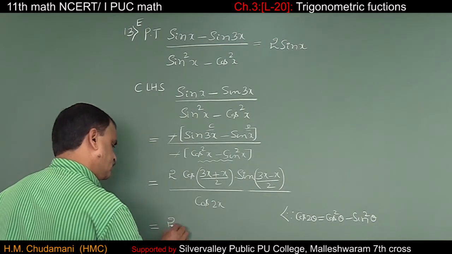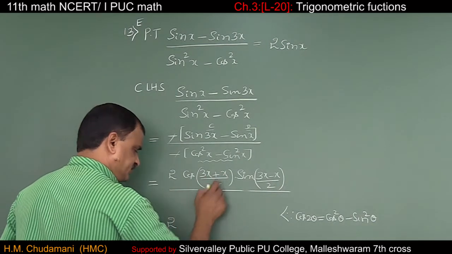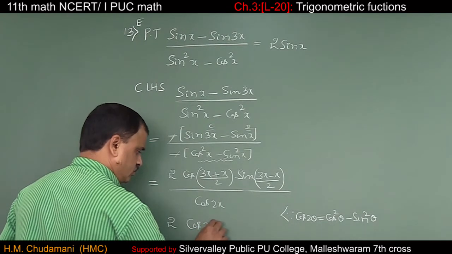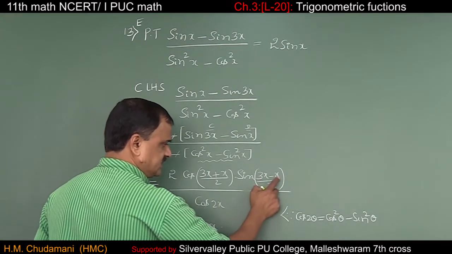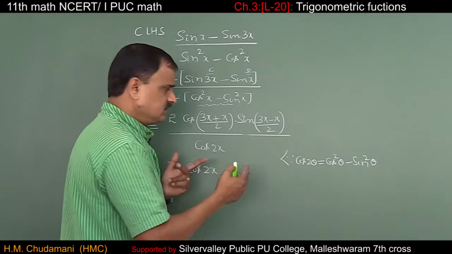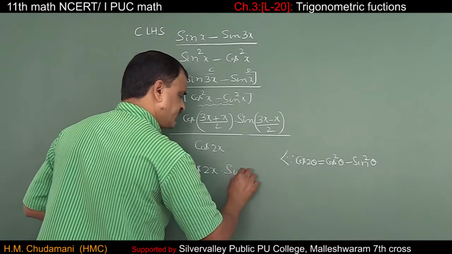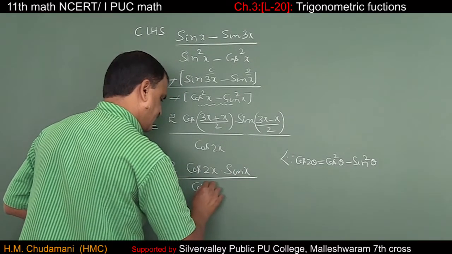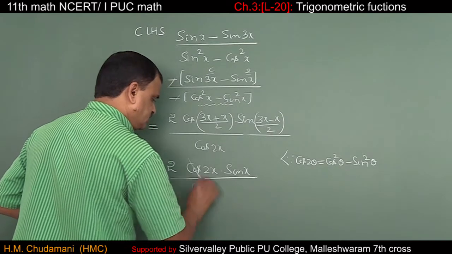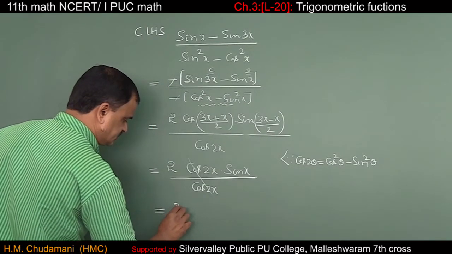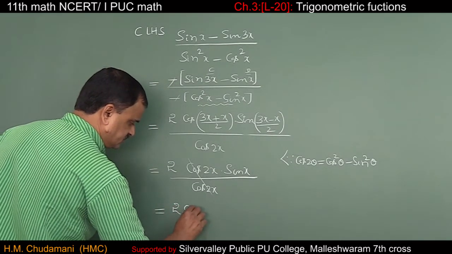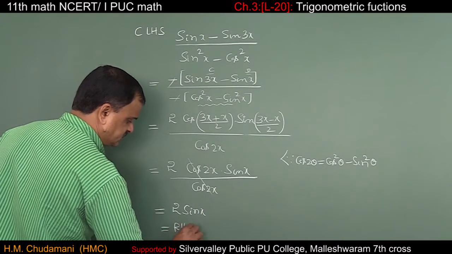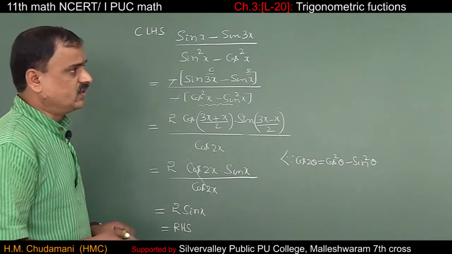So we are left with 2 times sin of (3x plus x)/2, that is 4x by 2, 2x. 3x minus x means 2x by 2, that is sin x, whole divided by cos 2x. Cos 2x gets cancelled, 2 times sin x. That is what the RHS we want.